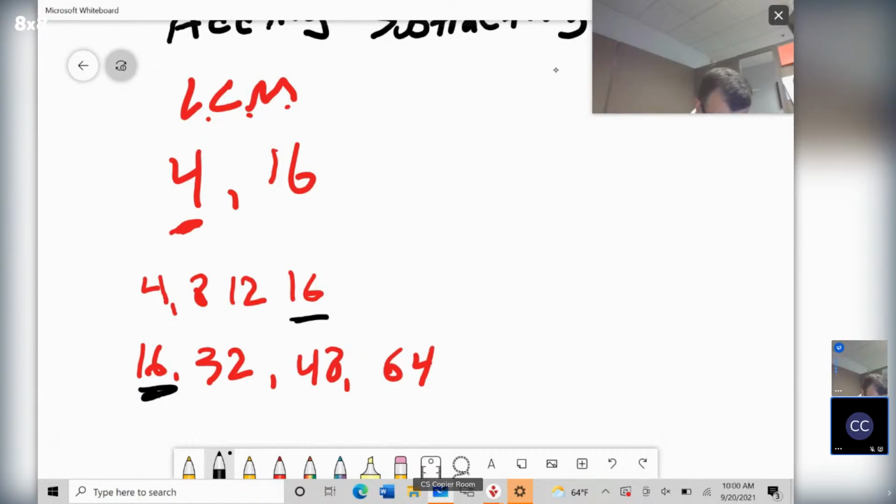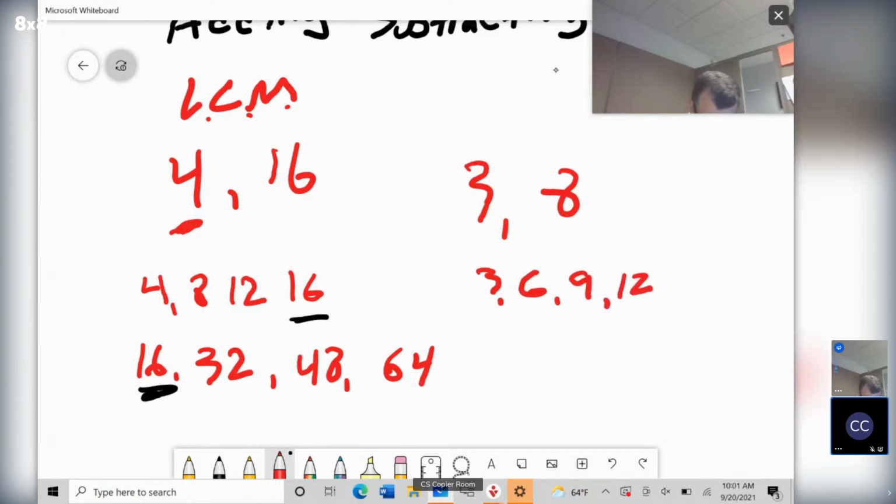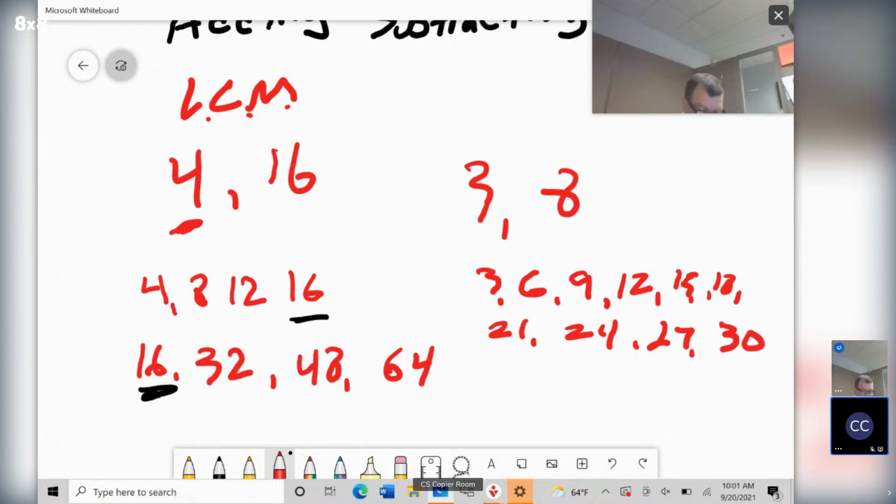Now let's do another one. Let's say we do 3 and 8. Does 3 go into 8? It doesn't. So we know that 3 doesn't go evenly into 8. So what we're going to have to do for this one is we're going to have to list the multiples. So for 3, we'd do 3, 6, 9, 12, 15, 18, 21, 24, 27, 30. Okay.